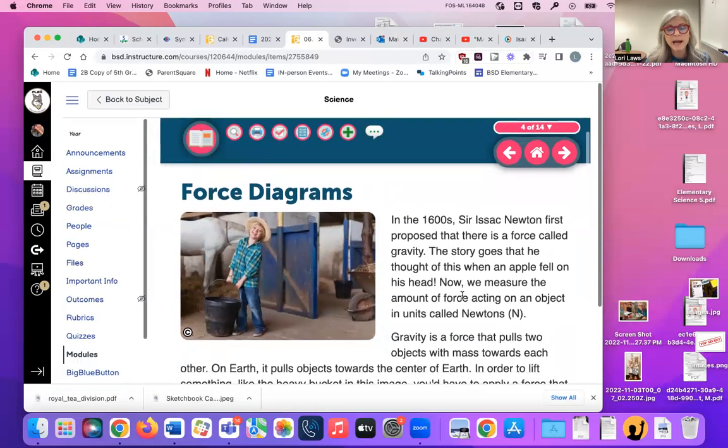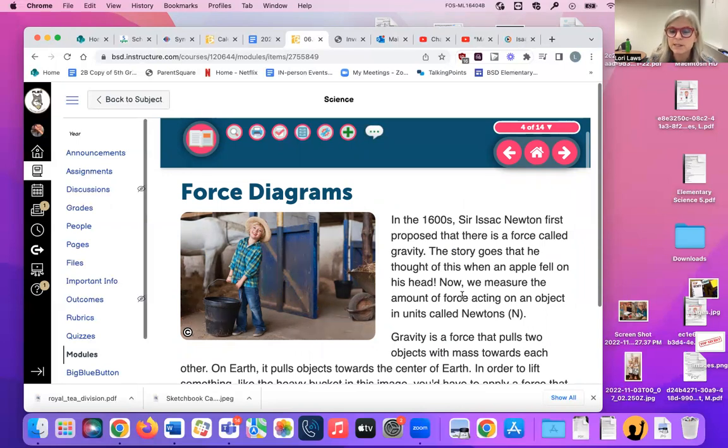Here are some force diagrams. So in the 1600s, Sir Isaac Newton first proposed that there's a force called gravity, and we're going to watch a little video about that. The story goes that he thought of this when an apple fell on his head. Now we measure the amount of force on an object in units called newtons. They're named after him, aren't they?